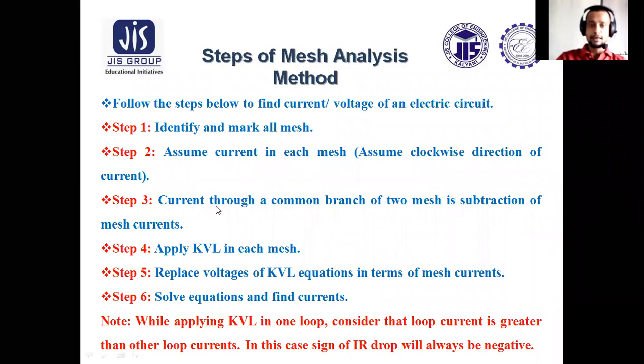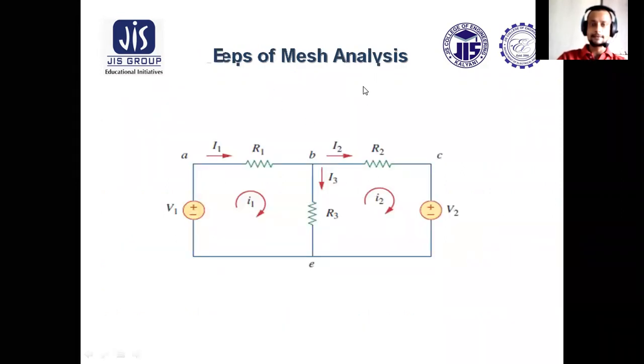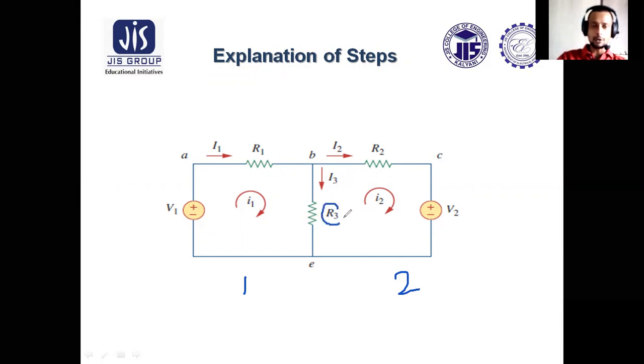Now step 3: current through a common branch of 2 meshes is the subtraction of mesh currents. So what is that? See, for loop 1 and loop 2, the current for loop 1 is I1, and for loop 2 is I2. Now the R3 branch is common to mesh 1 and mesh 2.